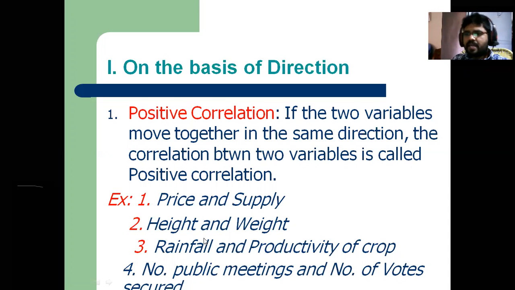And the third one, if you take agriculture, generally up to normal rainfall, as rainfall increases, the productivity of the crop also increases. But if there is excess rainfall, the productivity decreases. But at a certain level only, as the rainfall increases, the productivity of the crop also increases.